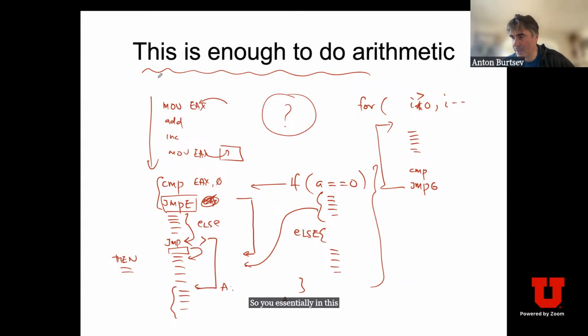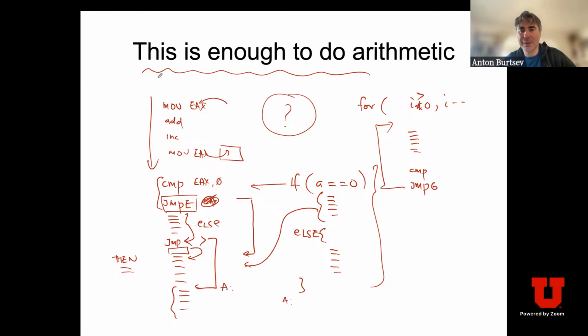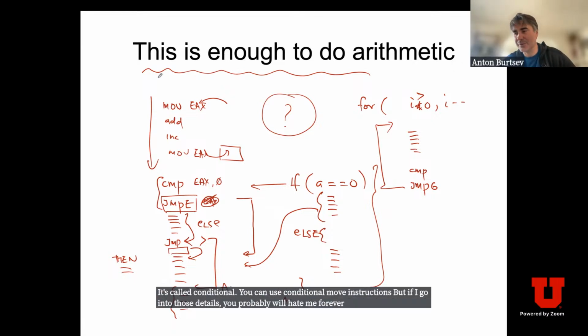If you have arithmetic operations, everything is fine, but you can't really build programs which have loops or conditional statements. You can, but I don't want to go into the details. It's called conditional move instructions, but if I go into those details, you probably will hate me forever. But it's a nice, interesting research topic. Let's not go there for a second.